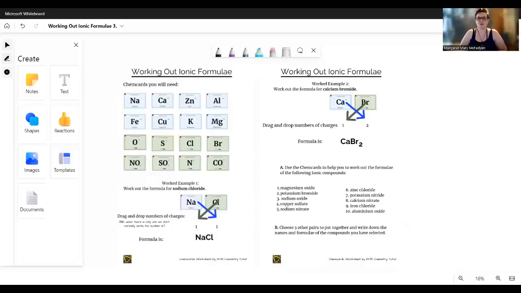Hi, Dr. M Chemistry Tutor here, and in this lesson I want to show you the method that chemists use to work out the formula of ionic compounds. This is the quick method, and once you know the charges on the ions, either memorized or you know how to get them, you won't need the Chemcards at all. You can work out the formula of ionic compounds very quickly. So this is the drag and drop method.